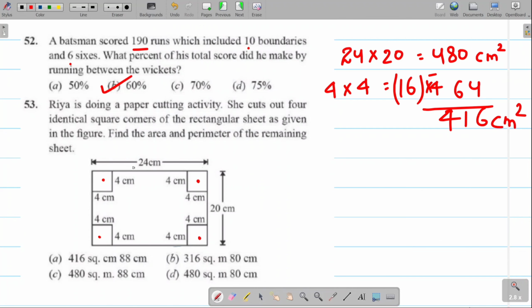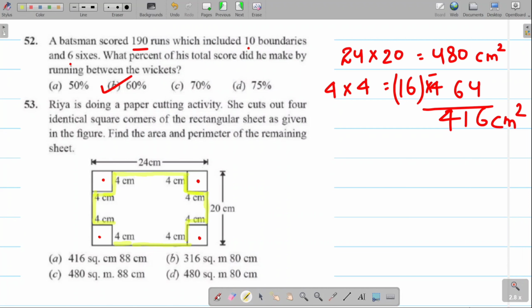Now we are asked to find the perimeter. So what is the perimeter? The perimeter here is this part. All these outer boundaries are basically the perimeter of this remaining sheet. So what we need to do, we just need to add these.